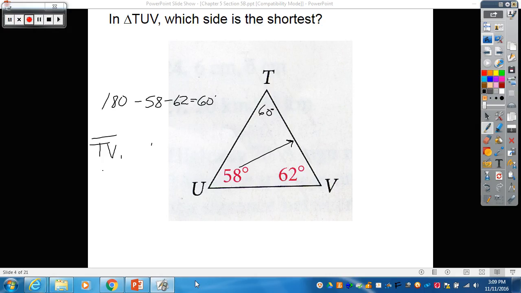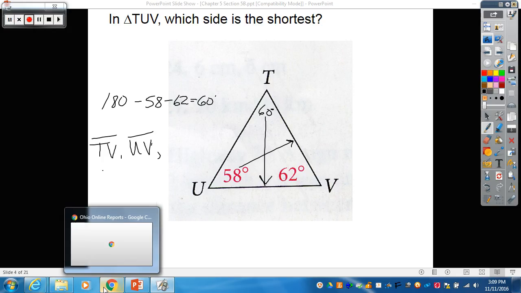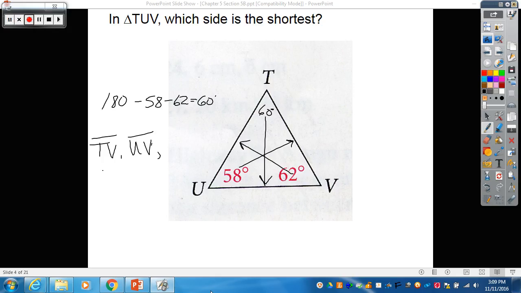As I move on, the next largest angle has an influence on the next longest side, so UV is going to be even larger than TU. And then the largest angle is opposite the longest side, so UT is going to be our longest side length. Again, I don't think that's a very hard concept. Hopefully you picked up on it.